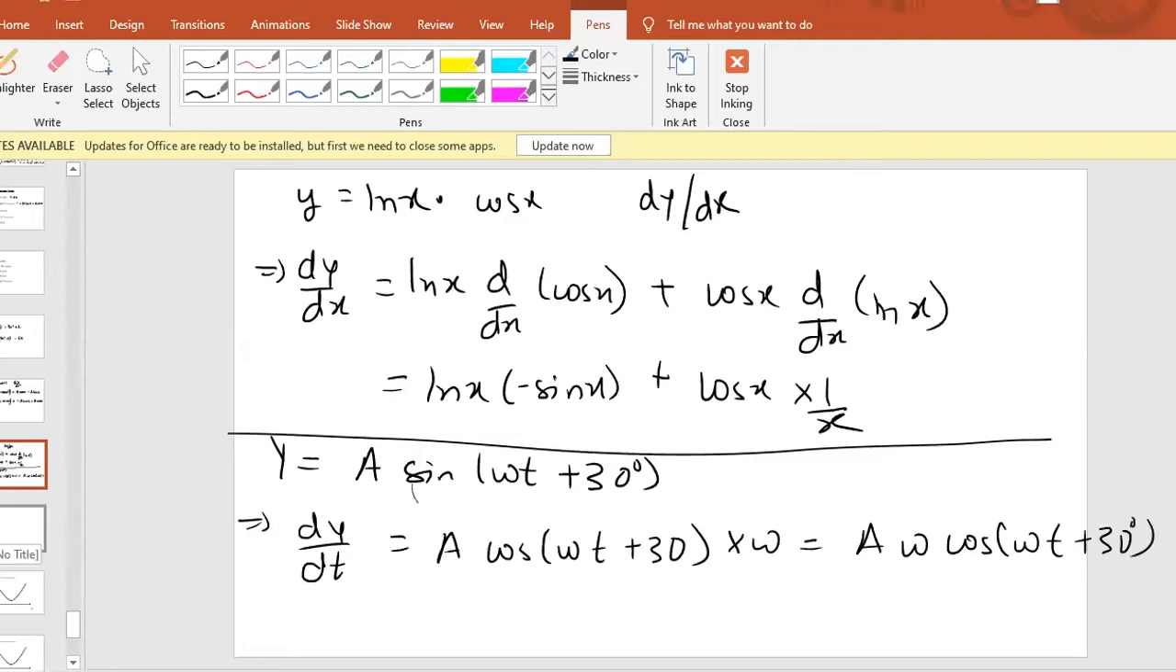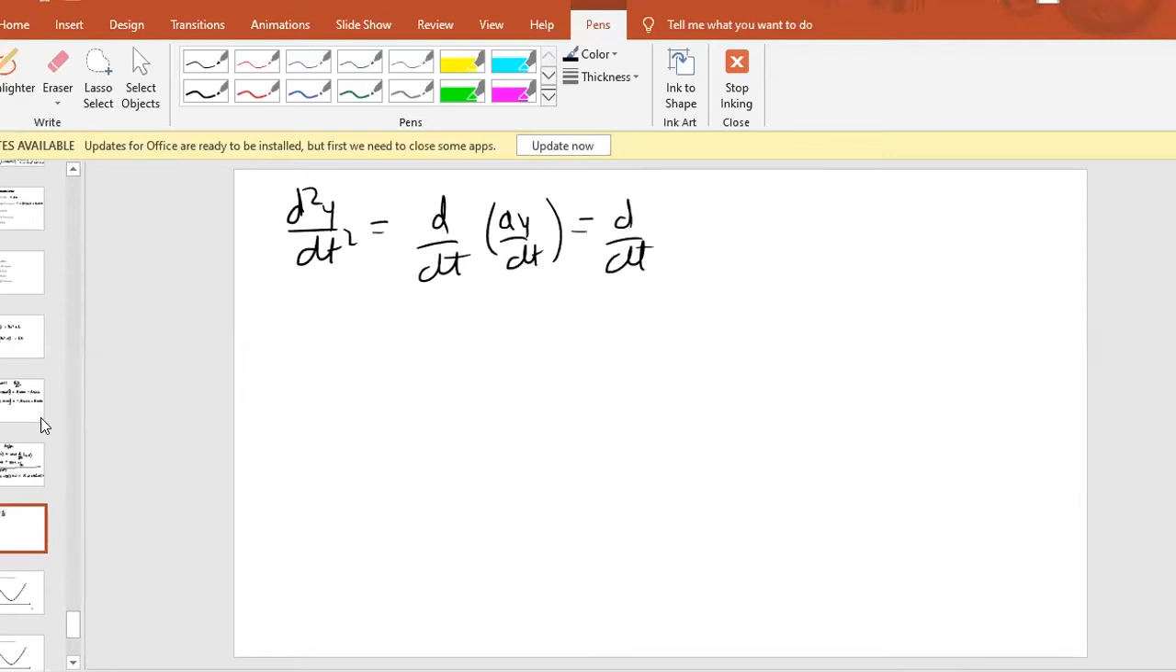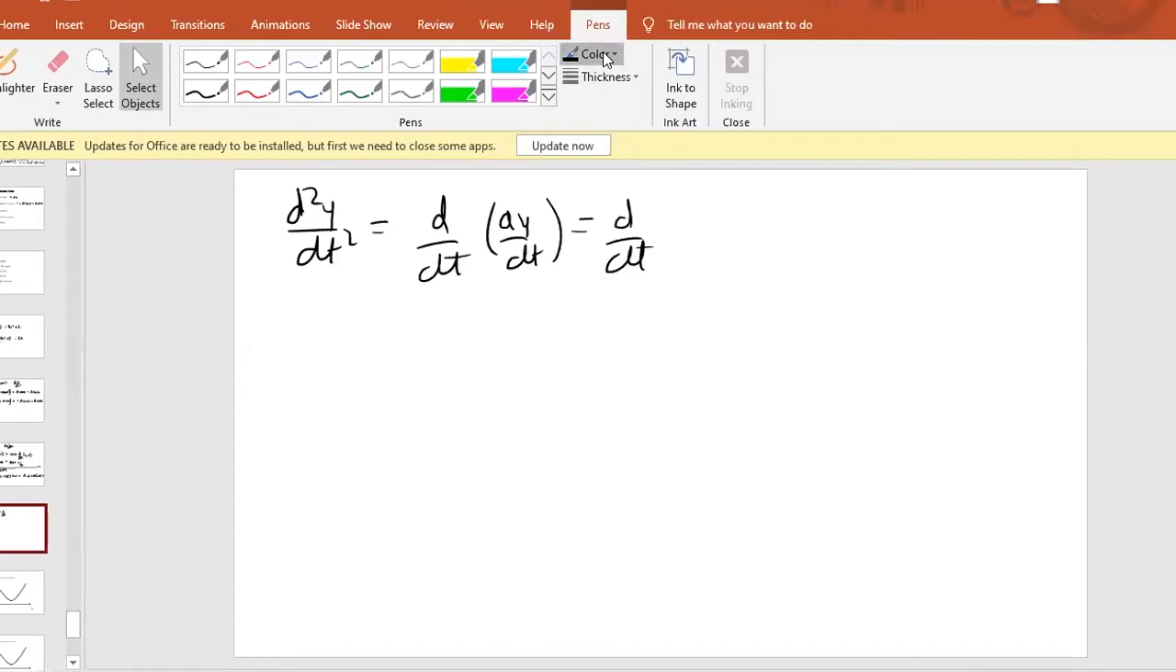Then we have to find d square y by dt square. That would be equal to d by dt of dy by dt. What is the value of dy by dt? That is a omega cos of omega t plus 30 degree. So it would be a omega cos of omega t plus 30 degree.